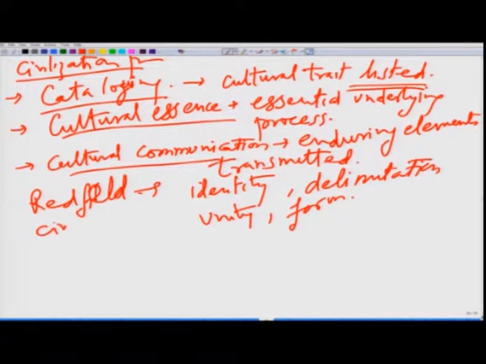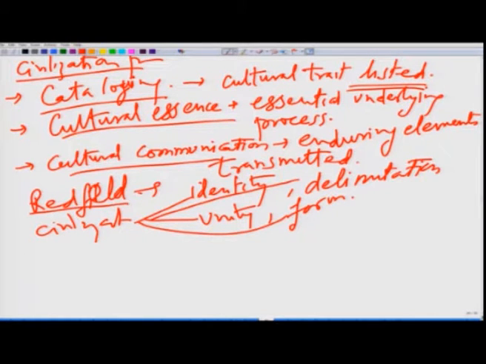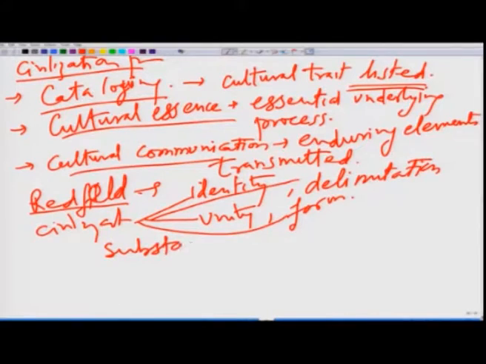That is, when we speak about the civilization, how we try to understand it: it has a specific identity, it has delimitation in terms of time frame, span and space, it has an element of unity across the various cultures, and it has a specific form, and in that way the understanding of civilization can be developed. The unity of civilization has to be seen in terms of the aspect which has its own substantial qualities.